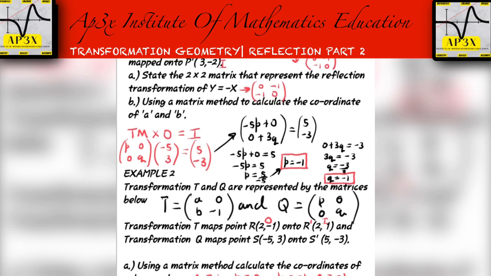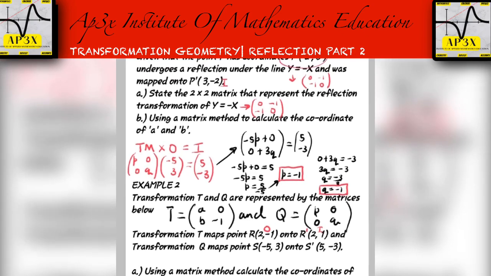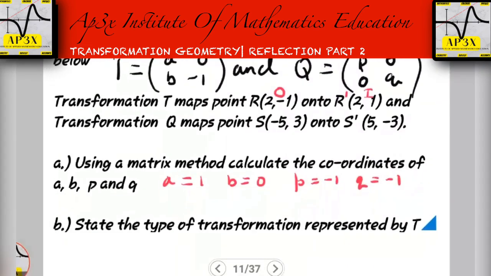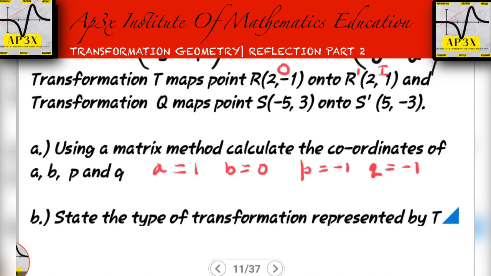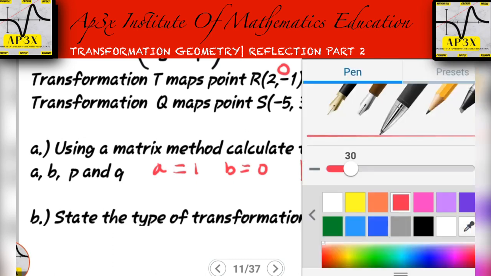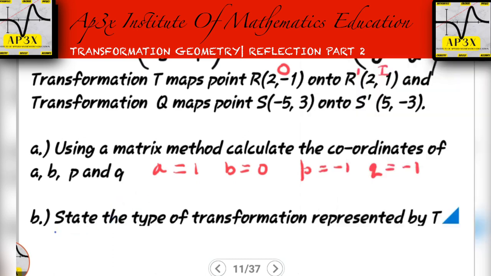But the process is the same. It doesn't matter the metric. All right, and then by extension here they have asked us now to state the type of transformation represented by T. So if we go back then, say here, to T, and we wrote down what is the metric for T. Okay, so let's go here and write down the metric for T.